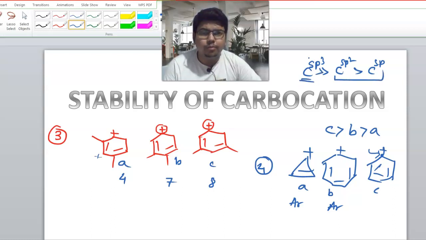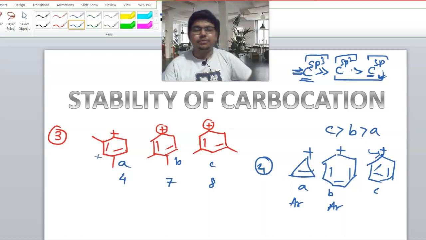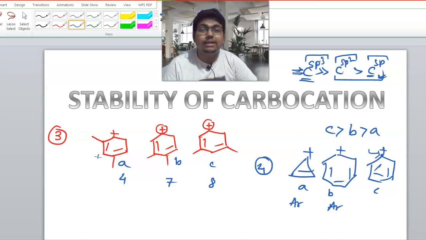Why? We know the more the s character, the more the electronegativity. So here in sp3 25% s character, sp2 means 1 by 3, so 33% s character, and here it is 50% s character. So more s character is there, so that means this carbon is most electronegative. A more electronegative system cannot hold positive charge. Okay, it does not like to hold positive charge. So this is the most likely species to hold positive charge. So sp3 carbon is seen to be positive mostly, if there is no other extra stability. So C is least stable.